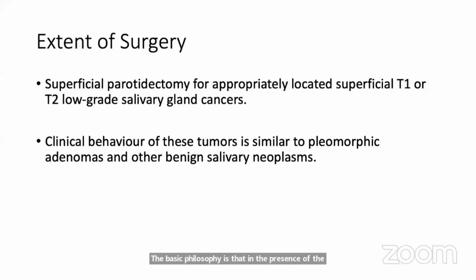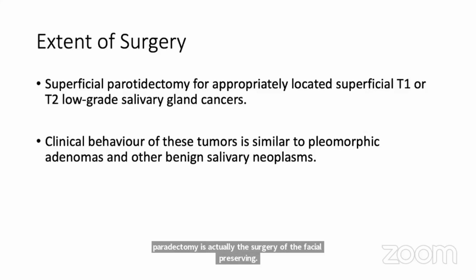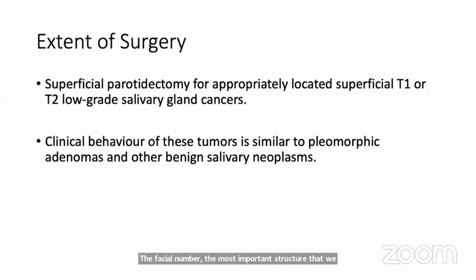Just to give a perspective, parotidectomy is actually the surgery of the facial nerve, preserving the facial nerve. The most important structure that we are going to deal with during this surgery is the facial nerve, and it's very crucial to save the facial nerve whenever possible, because that makes a lot of difference for the quality of life of the patient in general. It's very difficult to reconstruct because it takes a long time. Even if you resect and reconstruct, it takes a long time for the activities to come back. So whenever it is oncologically safe, we always try to preserve the facial nerve.